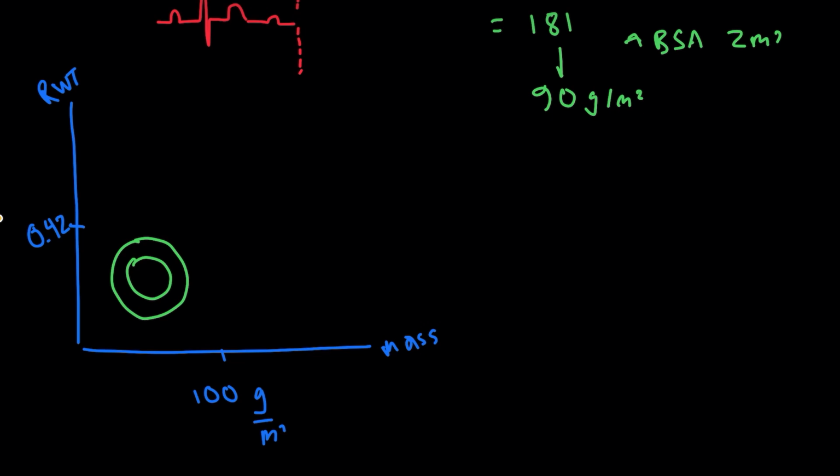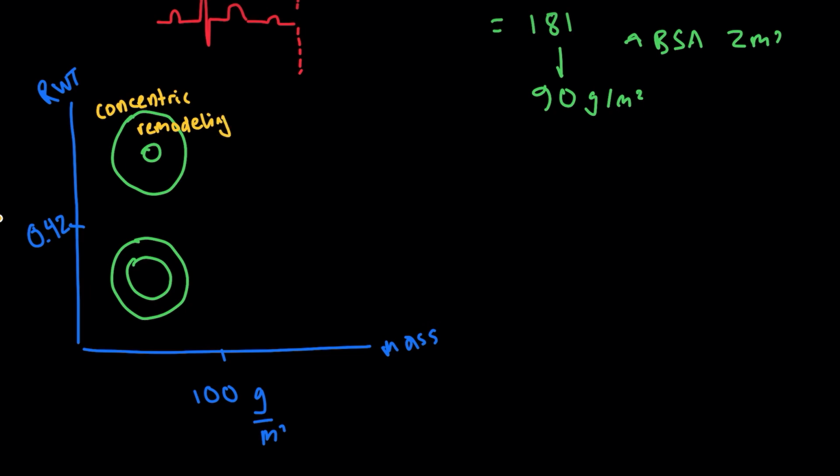Now, what if the overall mass is normal, less than 100, but the walls are thick? That might look something like this. The overall size of the heart is normal, but the walls are thick. And we call this concentric remodeling. It's not hypertrophy, the mass is not too large, but the walls are thick.